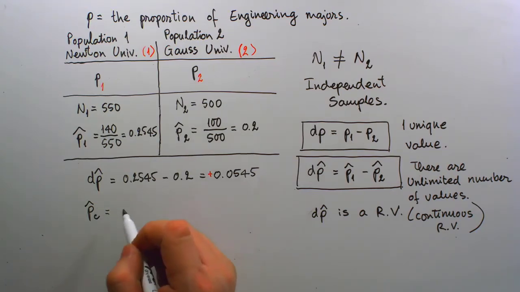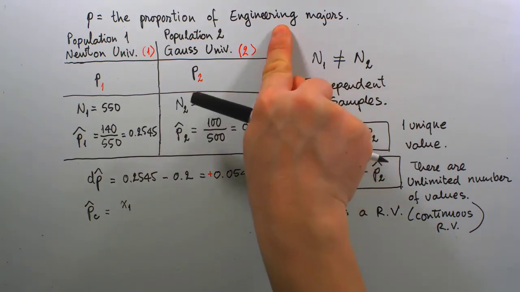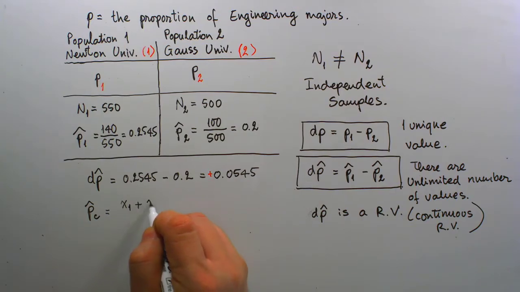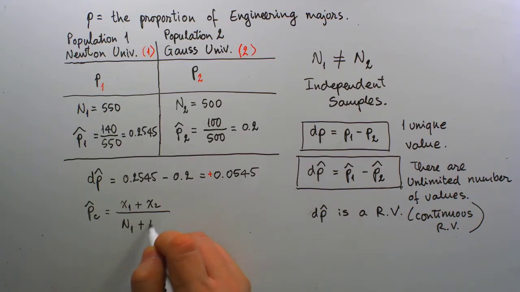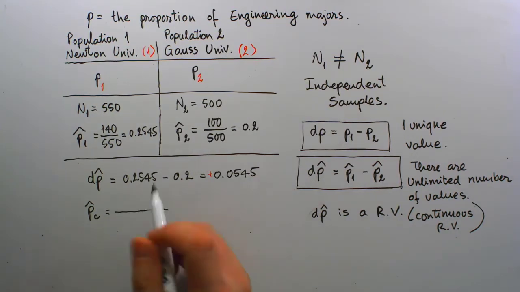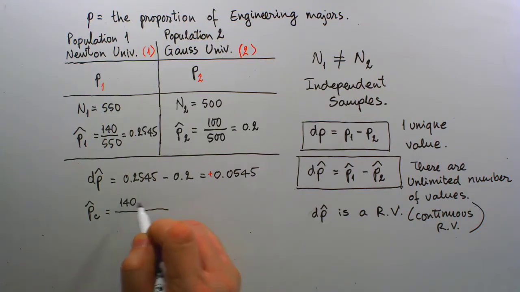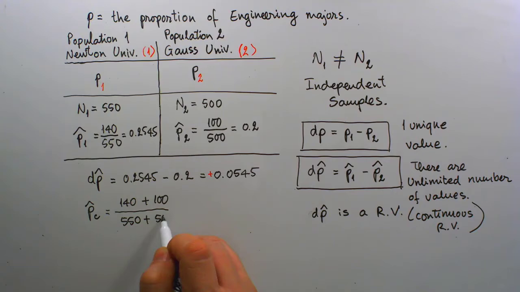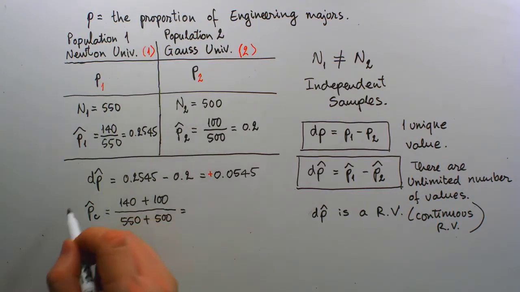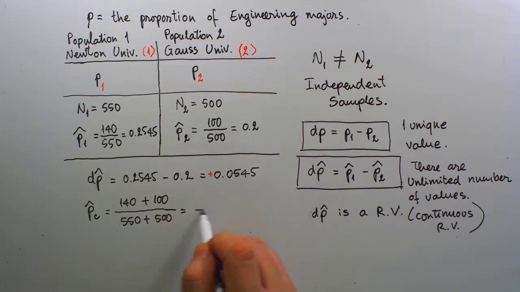So p hat c here, as a recall for yourself, the successive count from population 1, the successive count for engineering major, that category. So x1 plus x2, so the successive count from population 1 is to be totaled up with the successive count from population 2. And we divide by the total of the two sample sizes together. So that's why we're looking at x1 plus x2 over n1 plus n2. And now with the actual values plugged in, we're looking at 140 totaled up with 100, and all of that is divided by 550 totaled up with 500 in the denominator. So our combined sample proportion here turns out to be 240 out of 1050.